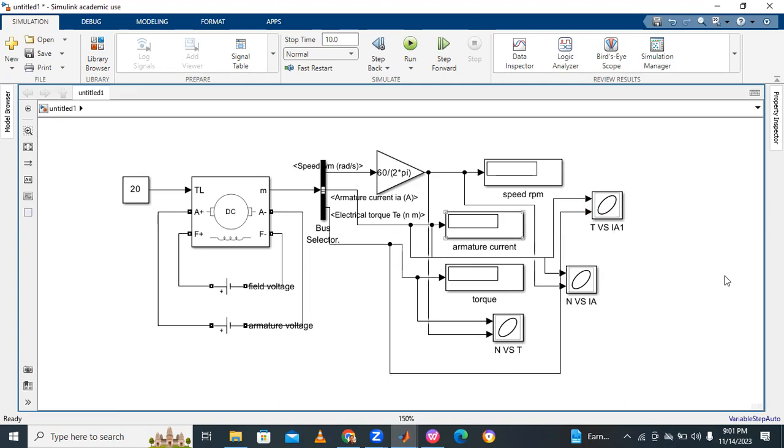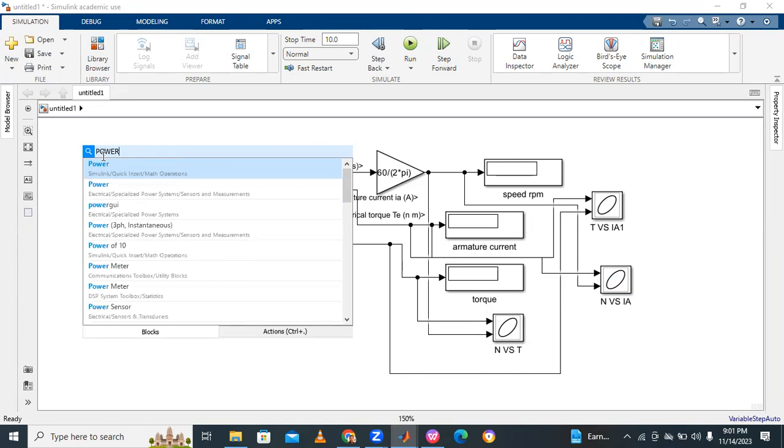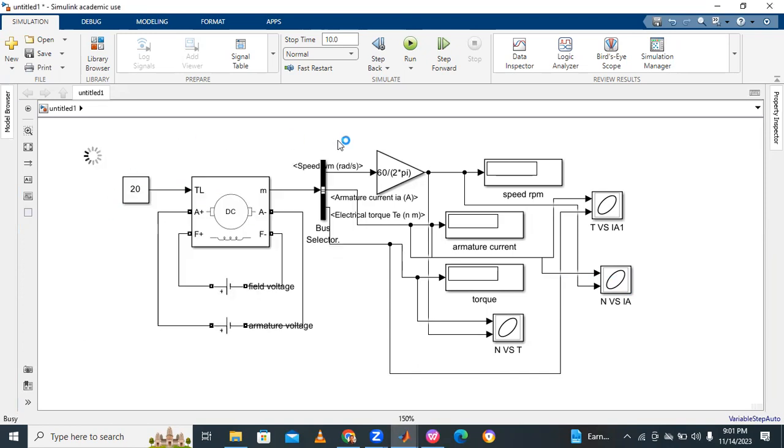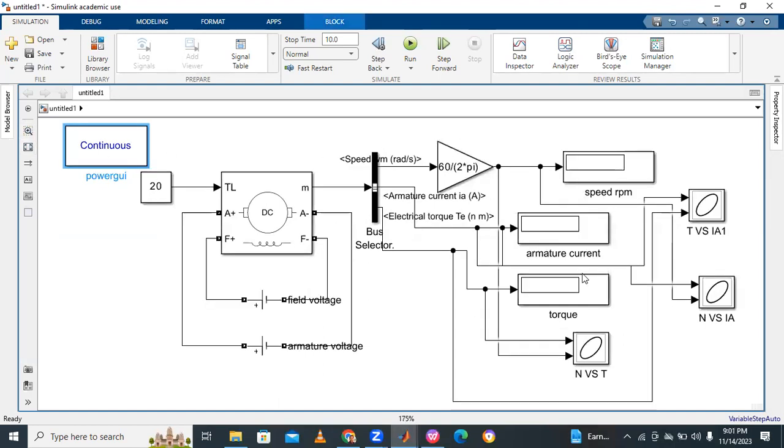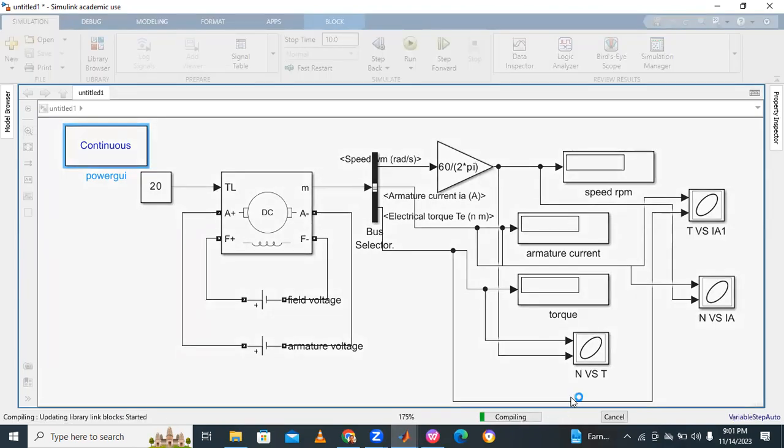Like this we have to connect all elements. After this, take one powergui, set to discrete or continuous. So this is the Simulink block diagram connection. And then press simulate. It's compiling, 2% is completed. It requires some time to complete the compile, so wait for some time.